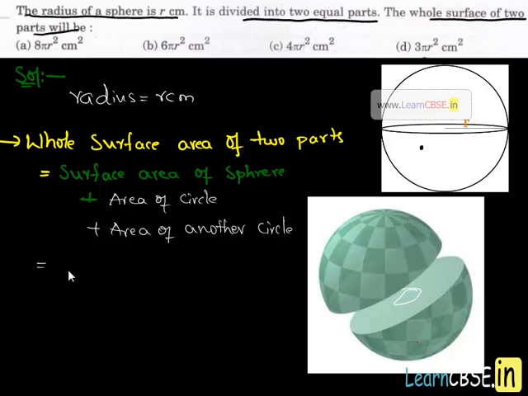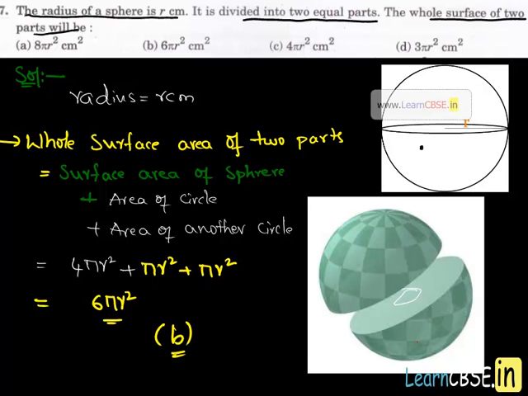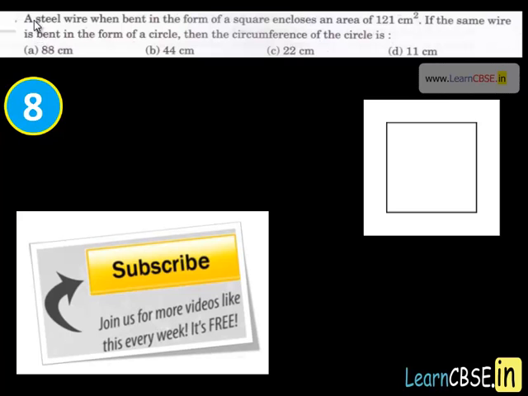In all these cases, we have the radius is r centimeters. We know the surface area of a sphere is 4 pi r square and the area of a circle is pi r square and the area of another circle is pi r square. By adding all this, we get 6 pi r square as the total surface area of two hemispheres, which corresponds to option B. This completes our solution. Let's move to the next question.